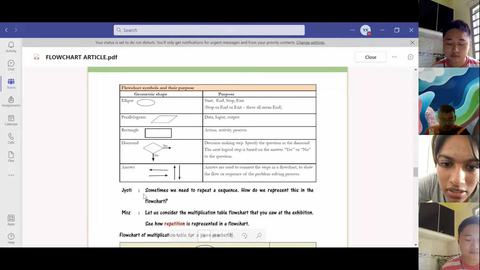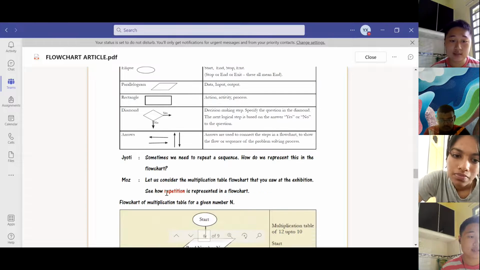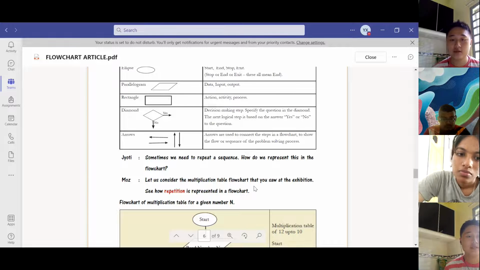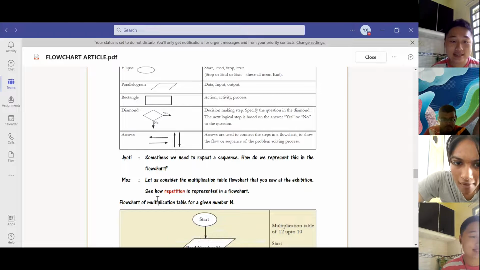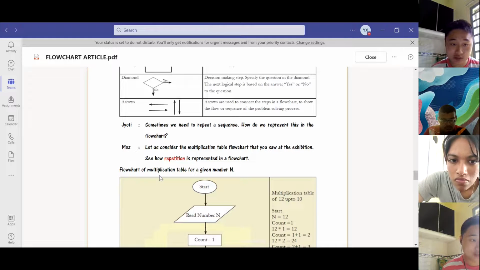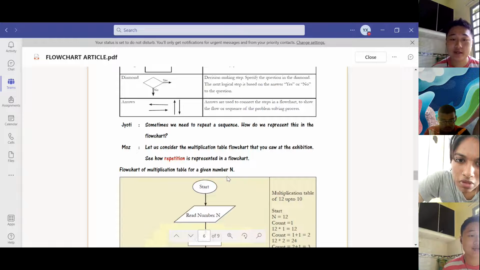Sometimes we need to repeat a sequence. How do we represent this in a flowchart? Let us consider the multiplication table flowchart that you all saw at the exhibition. See how repetition is represented in a flowchart? The flowchart of a multiplication table for a given number n.